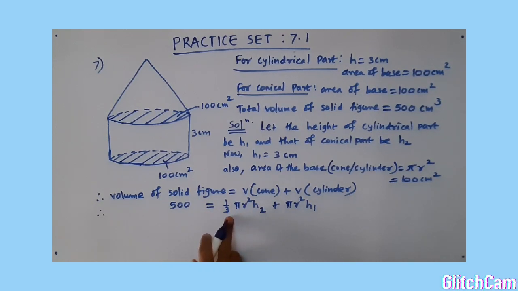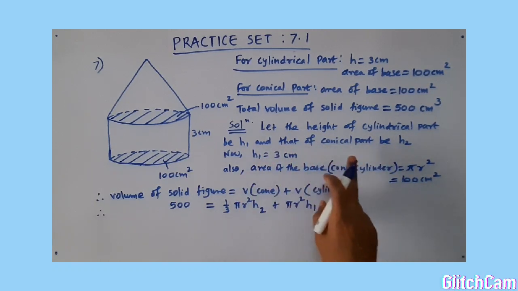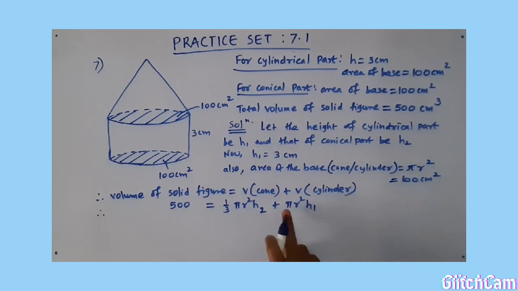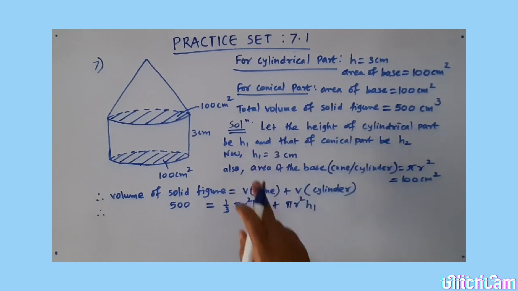Formula for the volume of the cone: 1/3 pi r square h2. Why did I write h2? Because it is the height of the cone, as I have assumed here. h2 is the height of the conical part, and the volume of the cylinder is pi r square h1. Why did I write h1? As I have assumed the height of the cylindrical part to be h1.